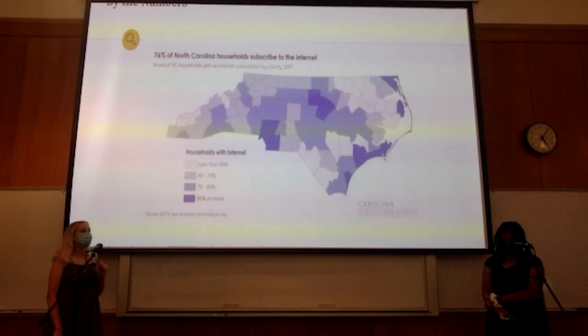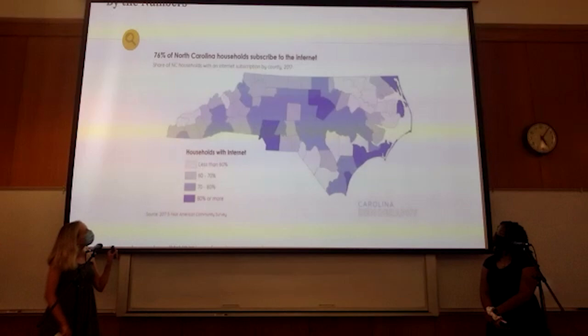So, by the numbers, before I show you the graph, out of the 100 counties in North Carolina, how many do you think have 80% or more households subscribed to the internet? You can shout out some numbers. 75. 50. Okay. Fabulous. Okay, so 9 counties in North Carolina, these dark blue areas, have 80% or more households subscribed to the internet.